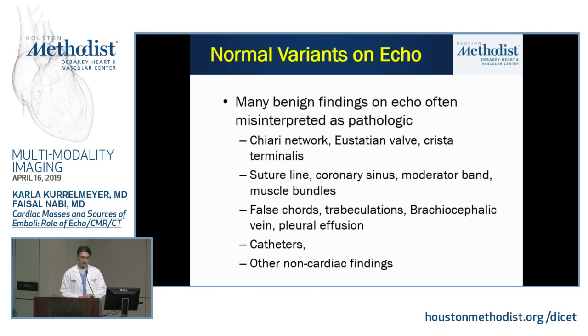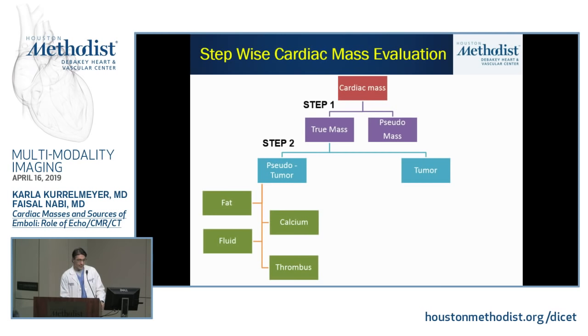So on that account, Karla will hit upon a lot of these. You have to know normal structures in the myocardium before you start calling things pathologic. The second step that we make, once we've identified that a mass is truly a mass, is to figure out: is this a tumor, or is this what we'll term a pseudo-tumor? And under the tree of pseudo-tumor, we've got a couple of other things that this mass could be. Could this mass be fat? Is this simply just fluid? Could this be calcium? Or is this thrombus? These are very important to differentiate before you call something a tumor.